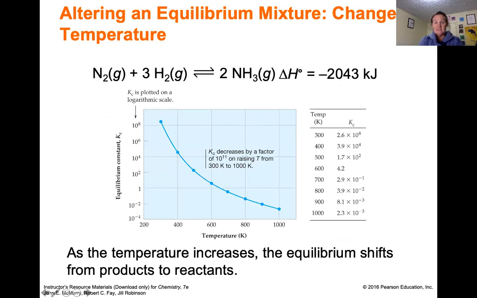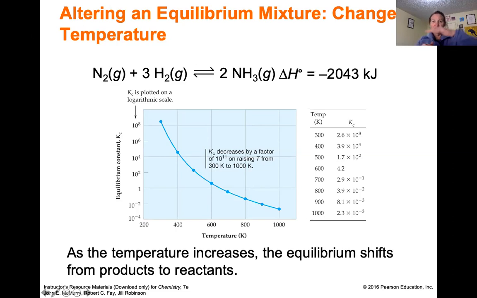So if you change the temperature, now the value of K will actually change. And in this case, this is showing you a graph of how K changes in this particular situation. So K will either go up or down based on whether the reaction is endothermic or exothermic. For this reaction, it's exothermic, it gives off heat. So if you were to include heat on the reactant or product side, you'd put it on the product side.